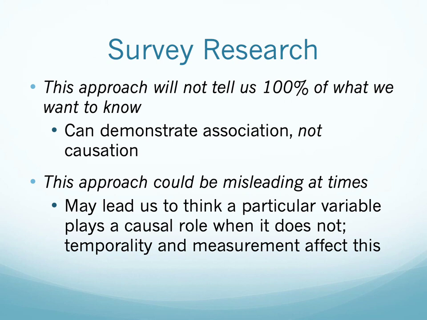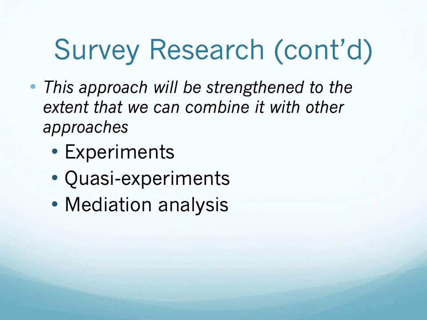Secondly, the approach could be misleading at times. It may lead us to think a particular variable plays a causal role when it does not. Temporality and measurement issues also will affect this. Moreover, the survey research approach will be strengthened by the extent to which we can combine it with other approaches. Approaches such as experimentation are much stronger at demonstrating causal mechanisms. Thus, we can take variables that appear promising in survey research and apply them in experiments. Other techniques, such as quasi-experiments and mediational analysis and interventions, also can help.